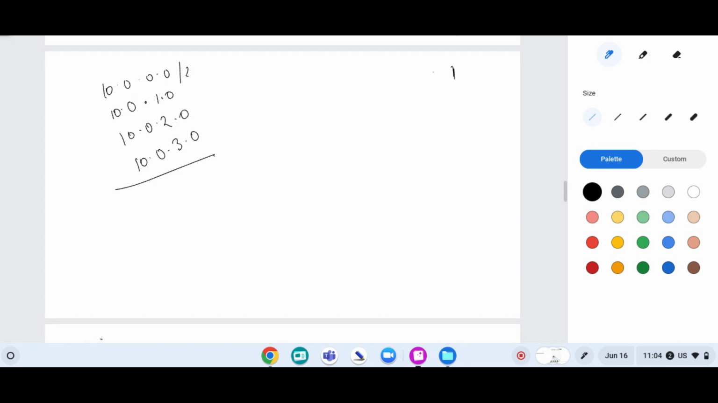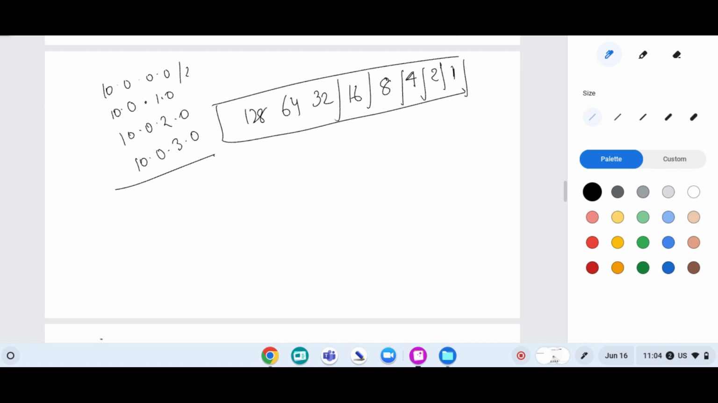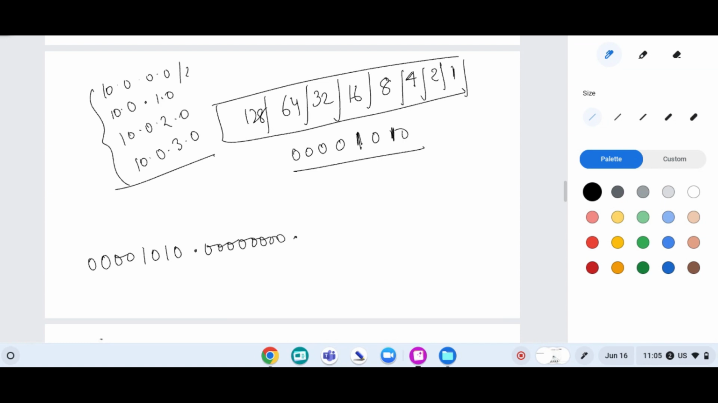Now before doing this, we have to put the bits: 1, 2, 4, 8, 16, 32, 64 and 128. So these are the 8 bits we have. The 10 is a whole common point. So this is 0 0 0 0 1 0 1 0. The whole of the 4 has this common bit as 0 0 0 0 1 0 1 0. These are all zeros, so it will be 8 zeros here as well. And the third one is 0 0 0 0.